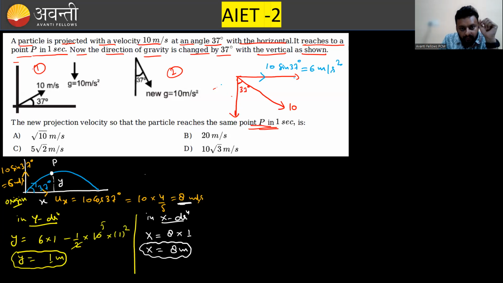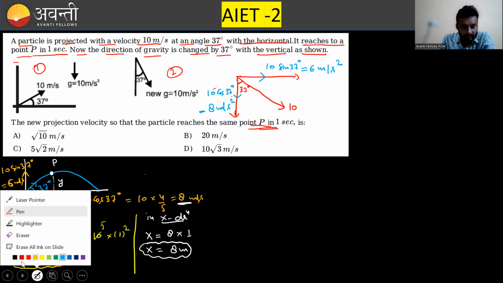And in y direction, this component will be 10 cos 37. Cos 37 is 4 by 5, so 2 times 4 is 8. That is 8 meter per second square. This is the acceleration due to gravity in x and y direction.